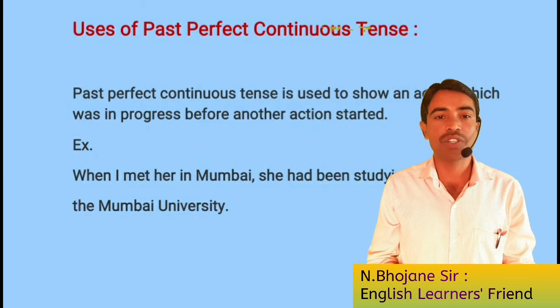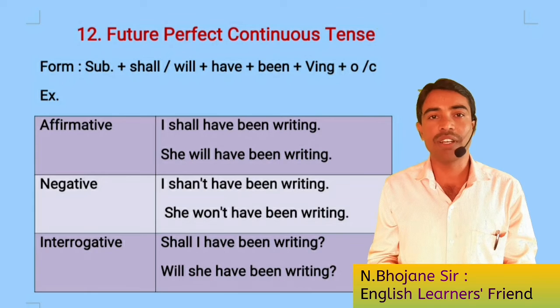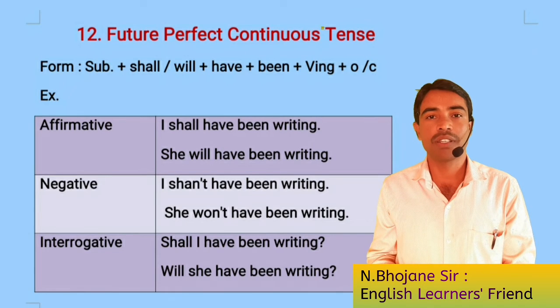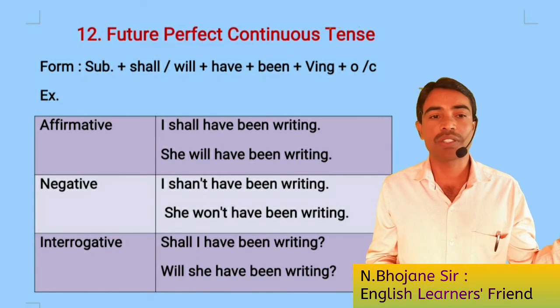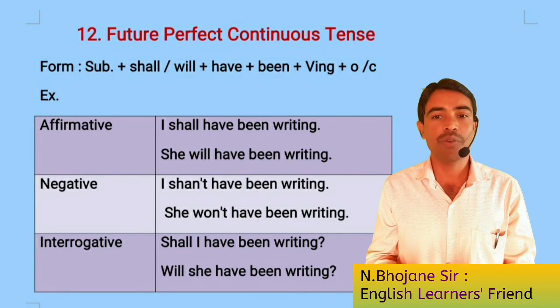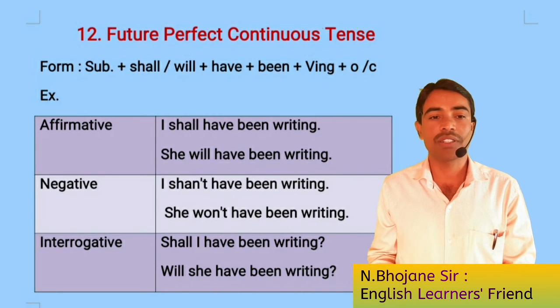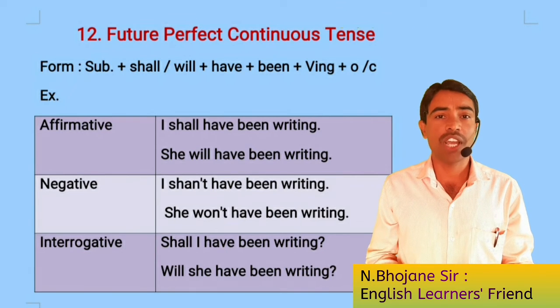Future perfect continuous tense. Form: subject plus shall or will plus have plus been plus verb ing form plus object or complement. See different examples. Affirmative sentences: I shall have been writing, she will have been writing. Negative: I shan't have been writing, she won't have been writing. Interrogative: shall I have been writing, will she have been writing?